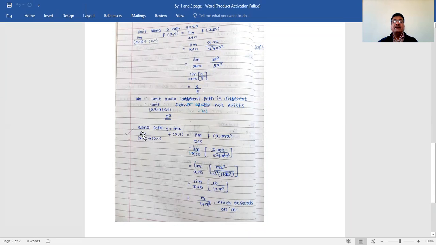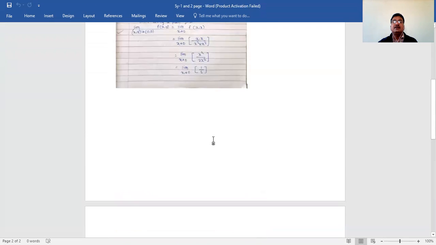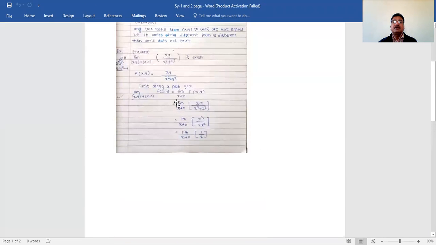That is, we find the limit along the path y equals mx. So what is the limit along the path y equals mx? The limit as (x,y) tends to (0,0) of f(x,y) is equal to the limit as x tends to 0 of f(x, mx). That is, replace y by mx. This is f(x,y), which is xy divided by x square plus y square.